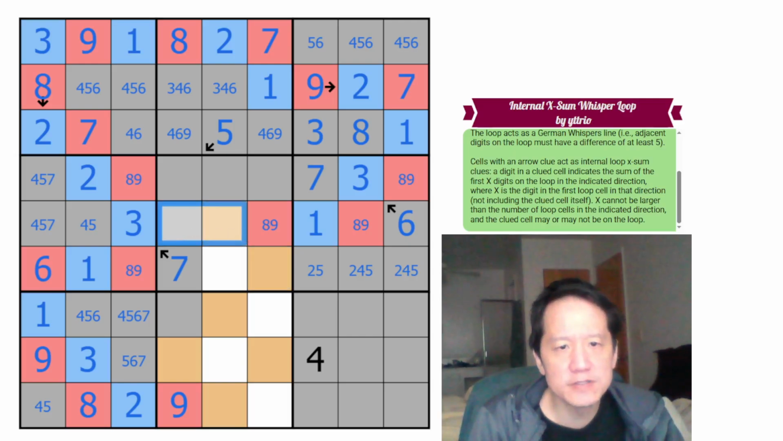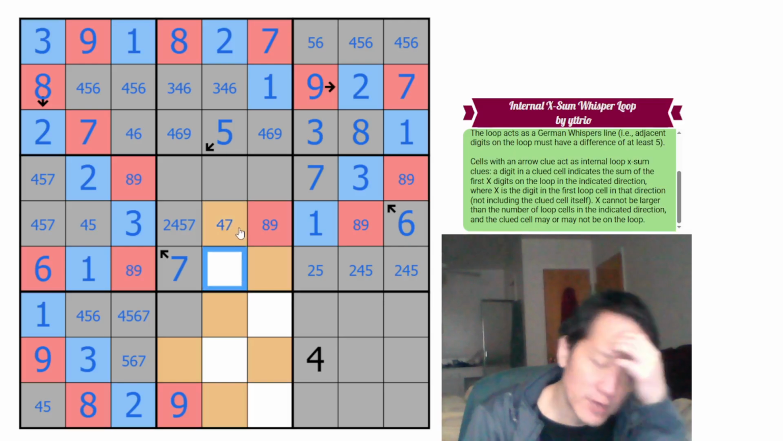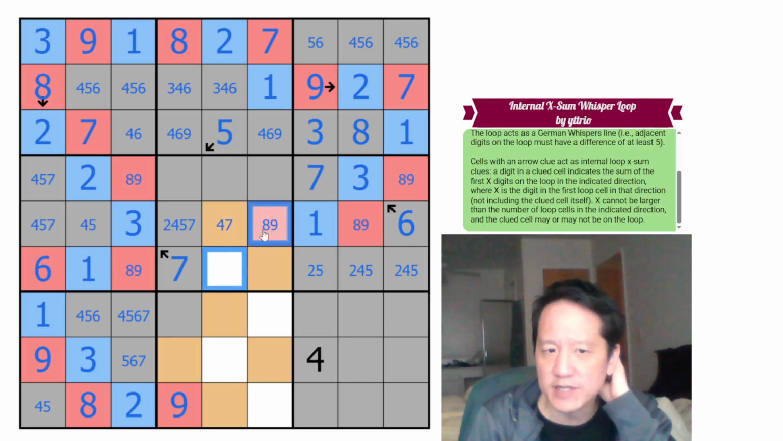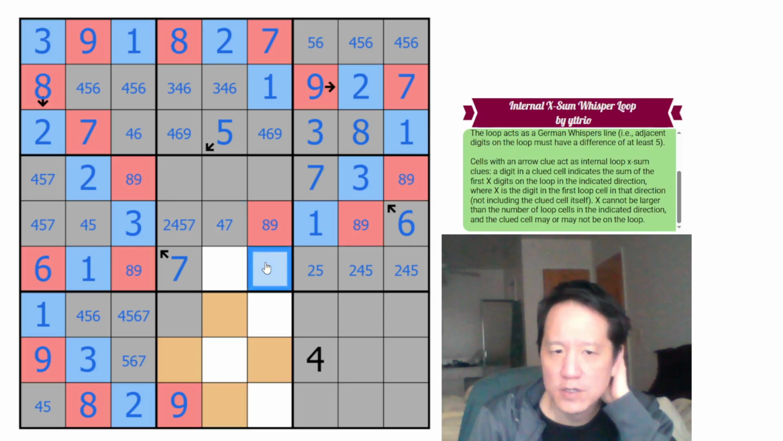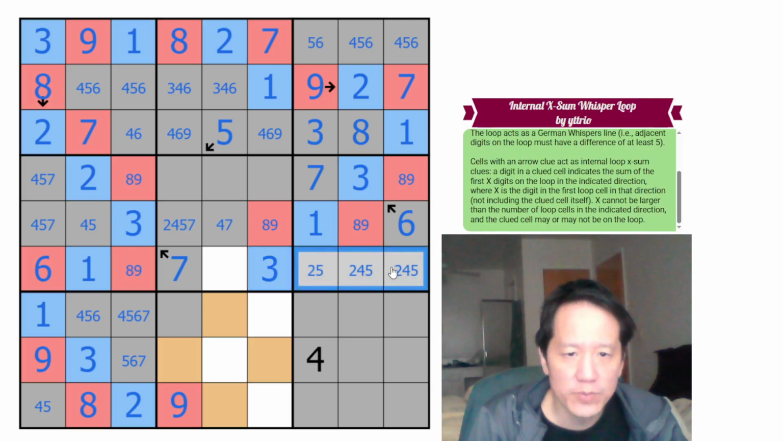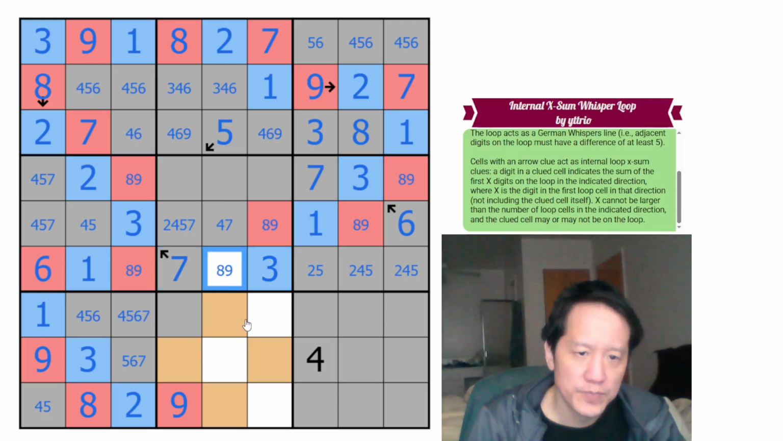The rest of these cells have to be 2, 4, 5, and 7. But this can't be 2 or 5. So if this was low, it would go here and have to be a 4, and then it would be next to two unique digits on a German whisper loop, which is not allowed. So this is not on the loop, which forces this to be on the loop. This has to be a 3, because that's the only digit possible now. Because 2, 4, and 5 are not allowed, and this is a low. This has to be 8 or 9, so it could go this way.